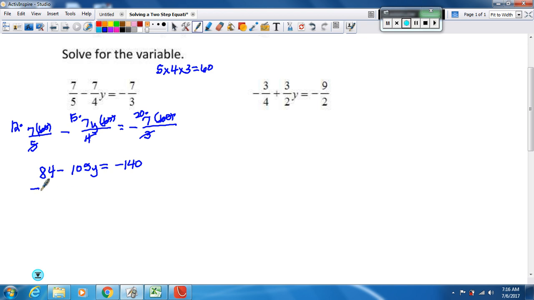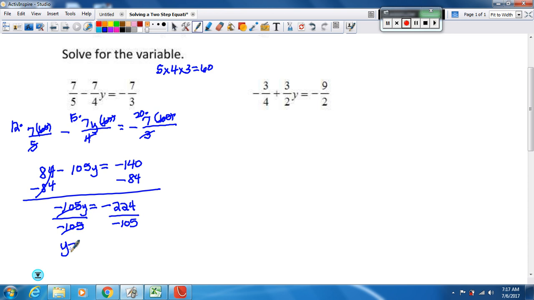So then you subtract 84 from both sides because the opposite of positive 84 is negative 84. Opposites cancel. Bring down the negative 105y equals negative 140, and negative 84 is a negative 224. This is negative 105 times y, so the opposite of times is divide. So you need to divide both sides by negative 105. Top cancels with bottom. Y equals, the negative on the top cancels with the negative on the bottom.